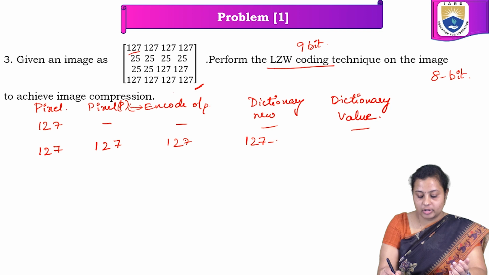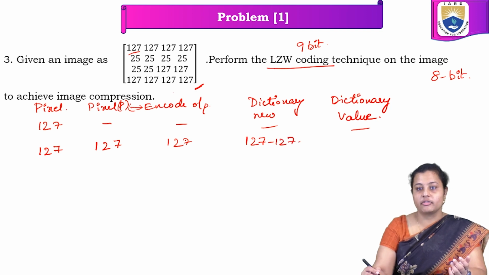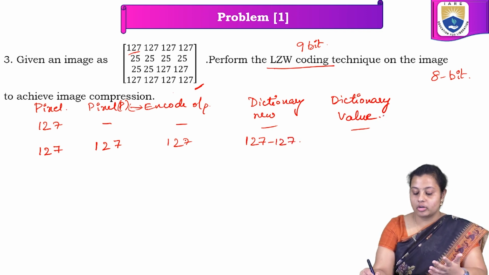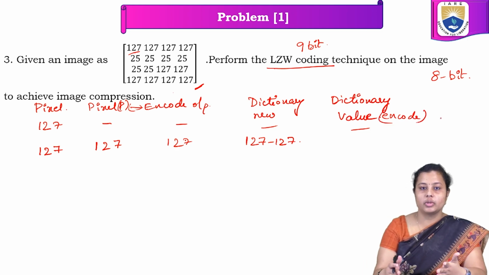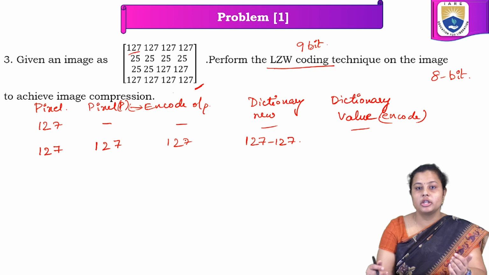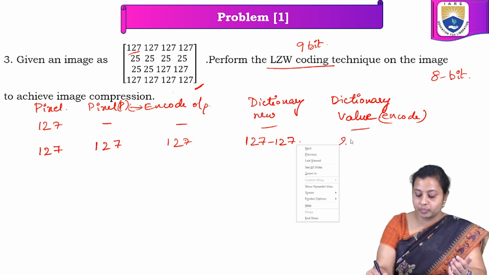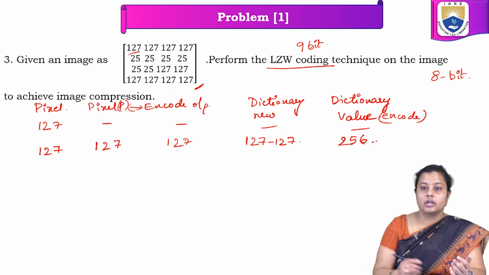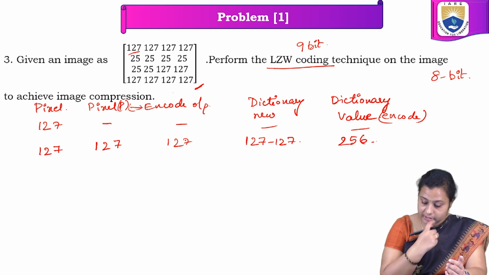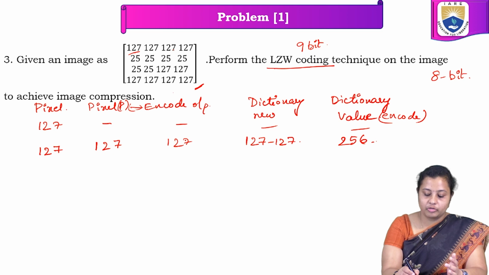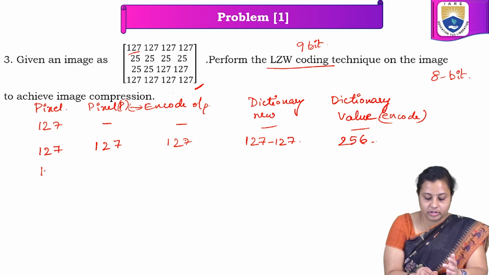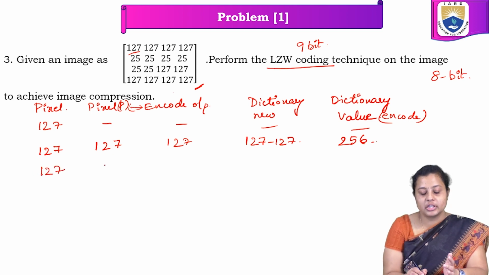So that we can add it to be 127 hyphen 127, and the new dictionary value or the encode output value, we can put this value, the sequence 127 hyphen 127, in my new dictionary place, which is equal to 256, right? I can write it in the place 256. Now, next, let's go for the next sequence, which is equal to 127. What is the previous pixel that I have to encode? That is equal to 127.